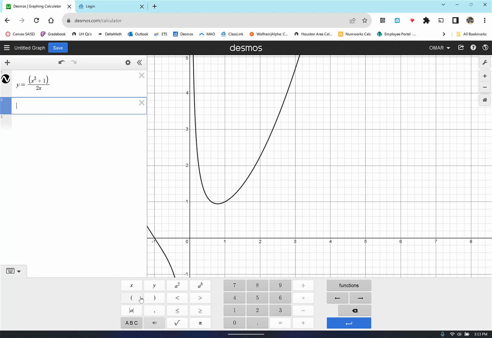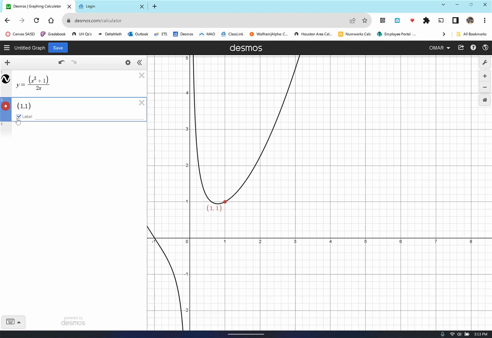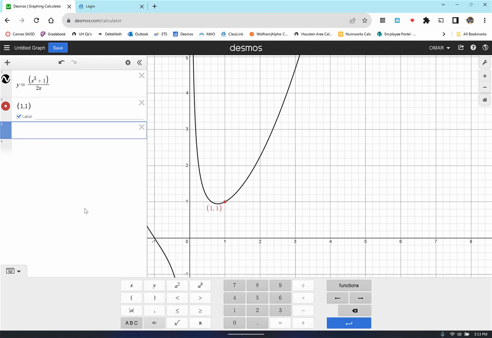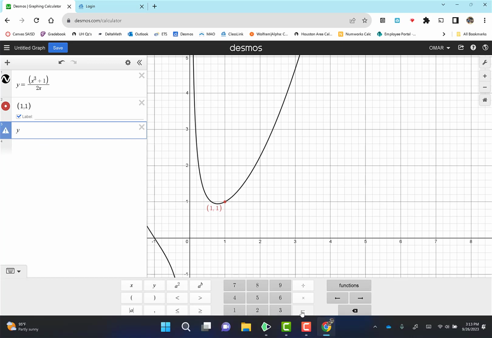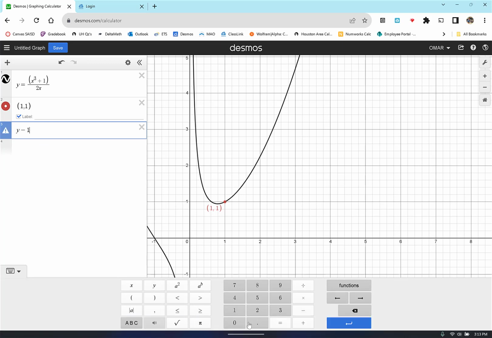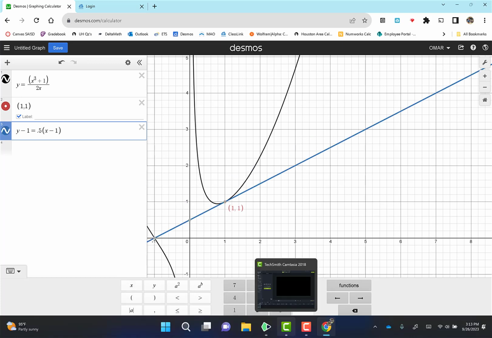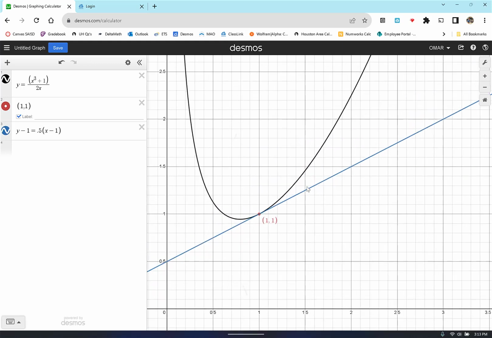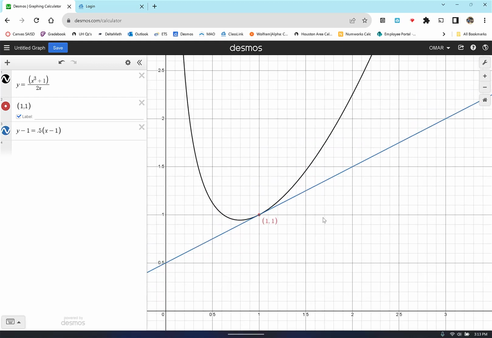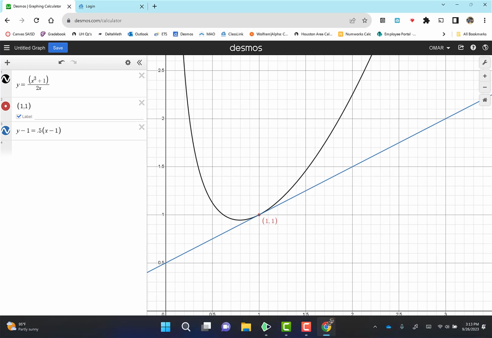Let me put my point first, not ruin the surprise. 1, 1. And now, I don't care about labeling it. You can. See, well, you know what? There it is. What's my tangent? Y minus 1. And look at that. That definitely looks like a tangent, guys. Delgado, that looks like a tangent. Definitely. Cool or not cool? Okay, let's keep going.